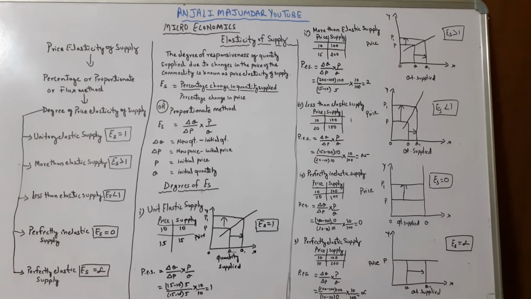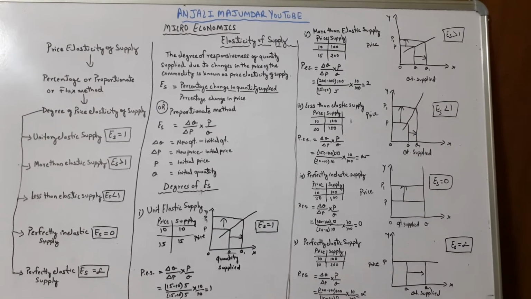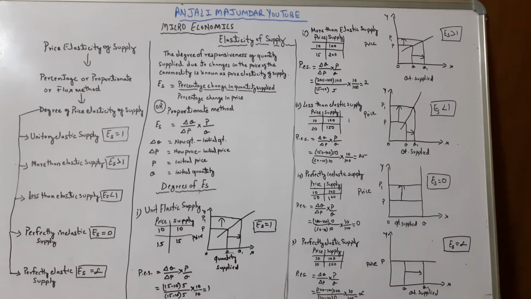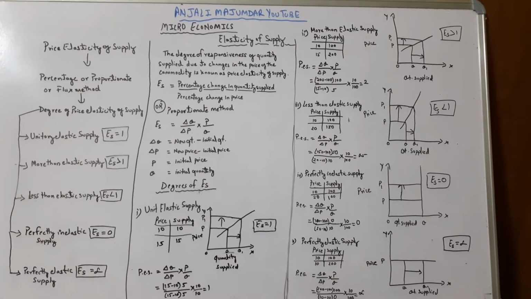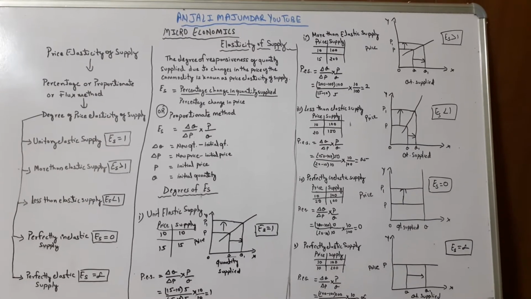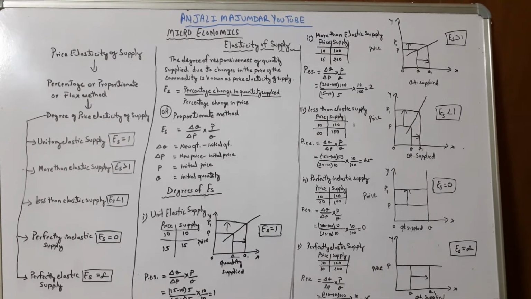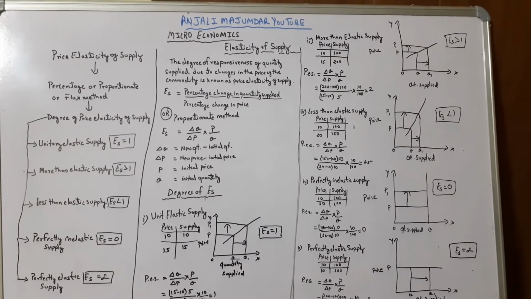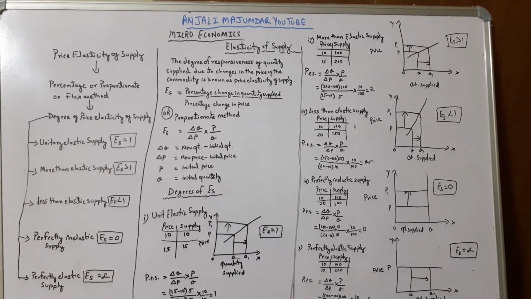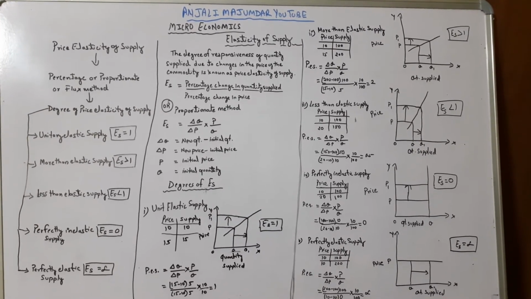Now look into the diagram. Y-axis always represents the price and x-axis always represents the quantity supplied. Now if you look into the formula clearly, the arrow says the percentage change in quantity supplied is greater than the percentage change in price. That represents more than elastic.